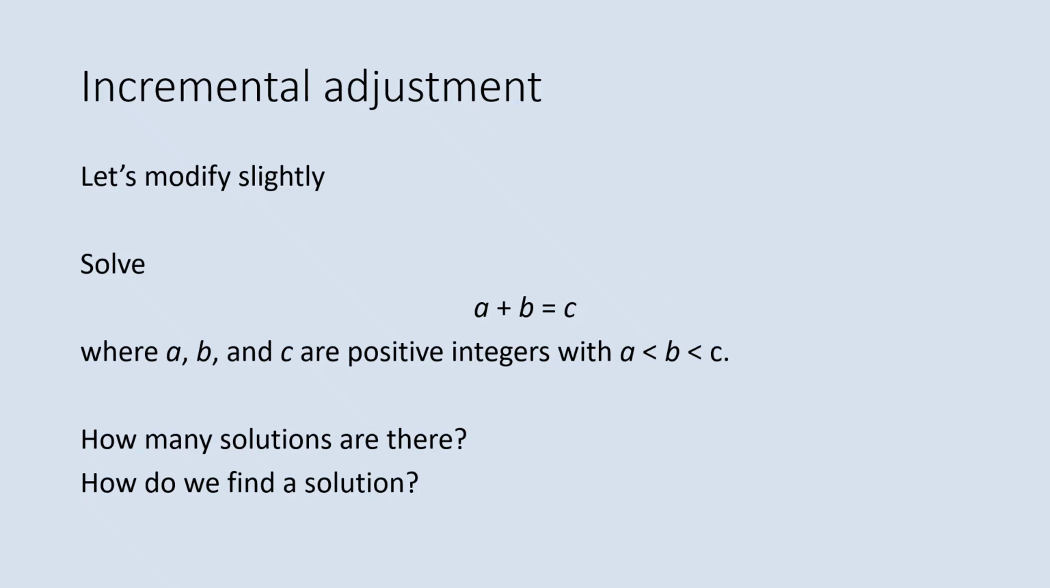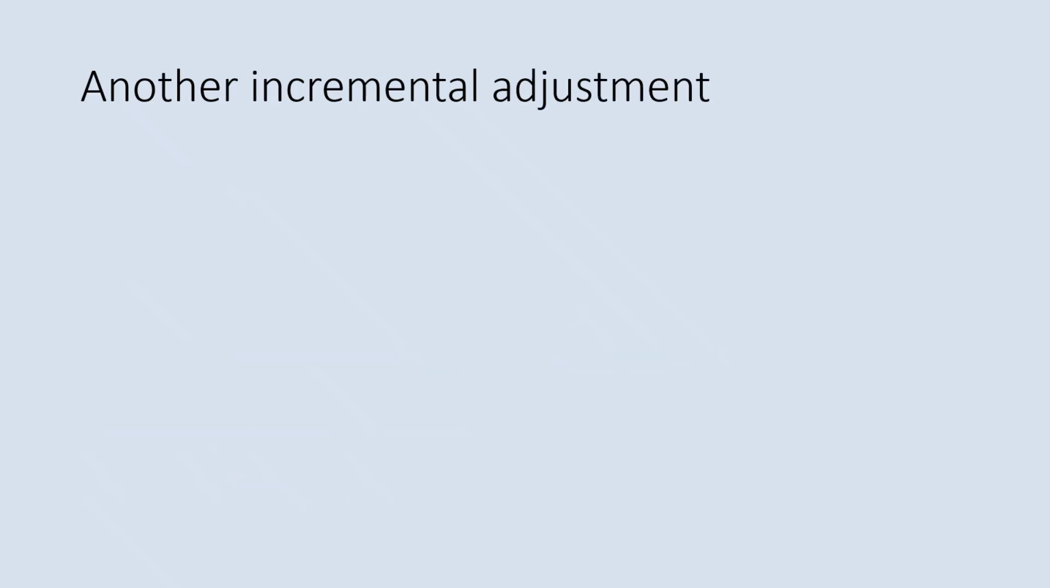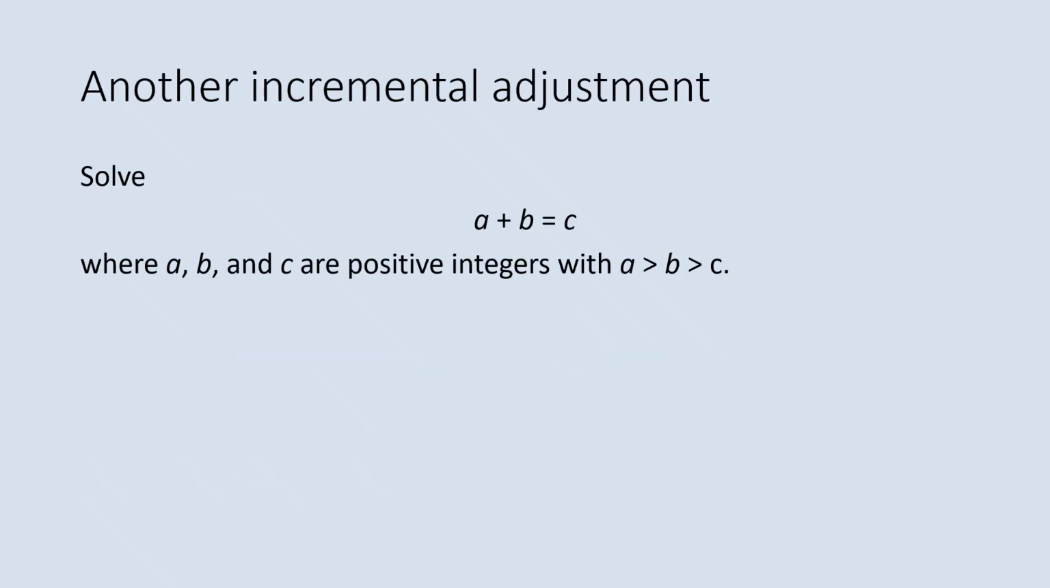Same exact idea. That incremental adjustment changes things. It actually changes things in a major way, but not as dramatically as really requiring us to change anything other than just make sure that A and B are different at the beginning. So we could do a different incremental adjustment. What if instead of A less than B less than C, we said A greater than B greater than C?